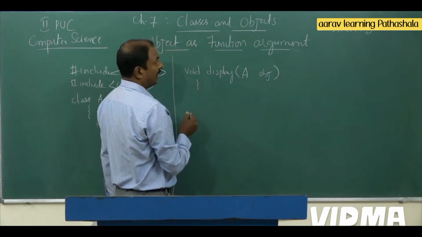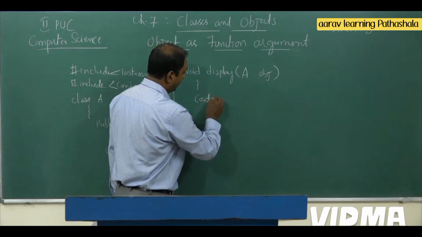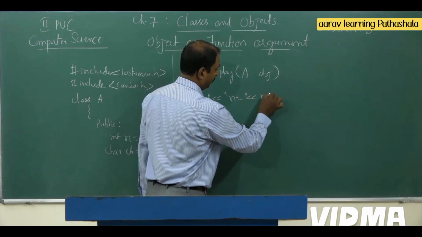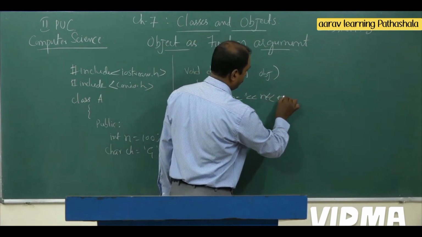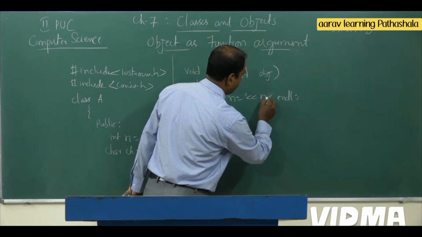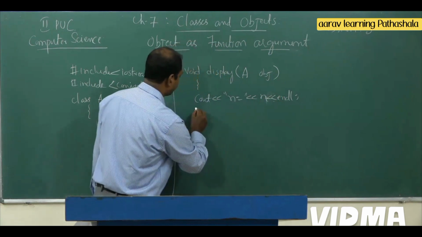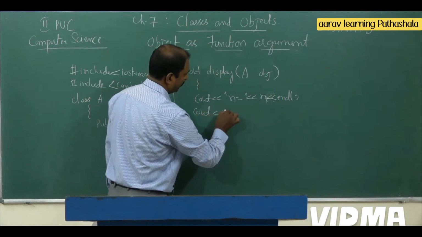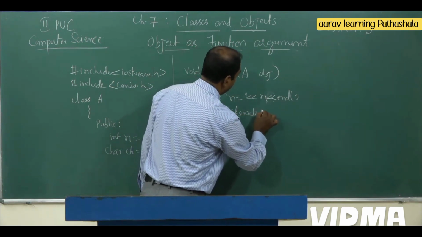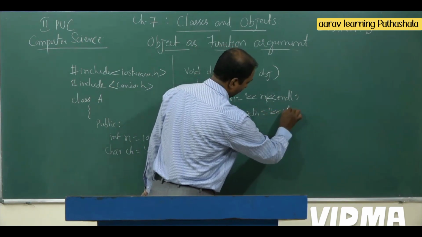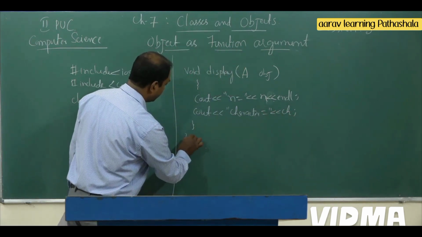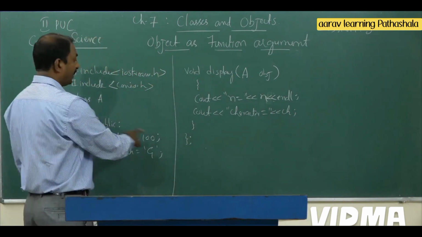So inside this I'm going to write the statements: cout n equals n, endl, cout character equals ch. Closing this with the semicolon. So this is the end of the class.